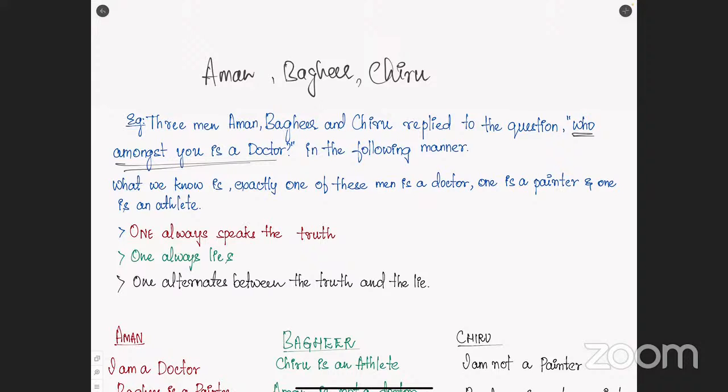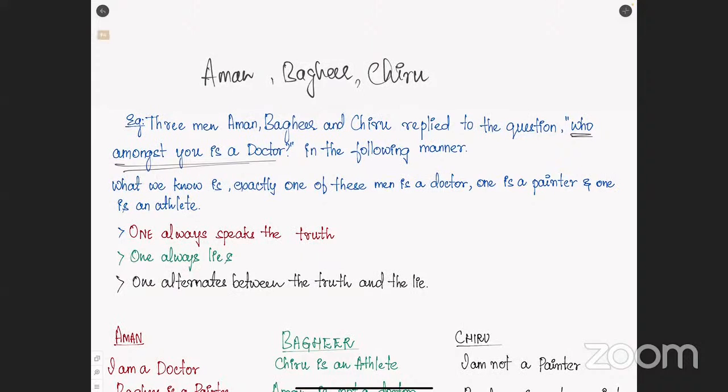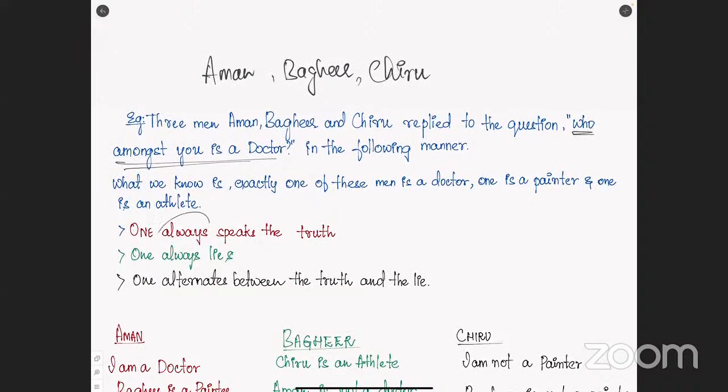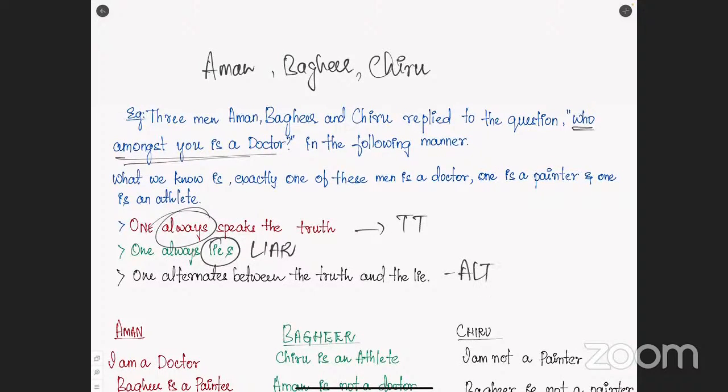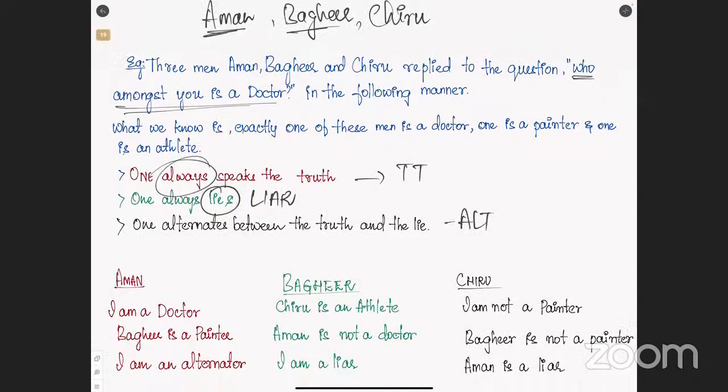Now, what we have to understand here is, one out of these 3 always speaks the truth. One of them always lies. The one who is always speaking the truth will be called the truth teller. One who always lies will be called the liar. And finally, the one who alternates between truth and lie will be called the alternator. We have to identify who is what, whether Aman is the truth teller, or Baghir is the truth teller, or Chiru is the truth teller. Now, let us look at their statements.